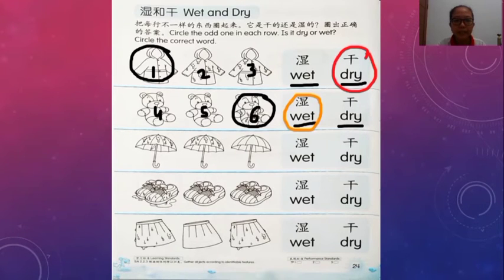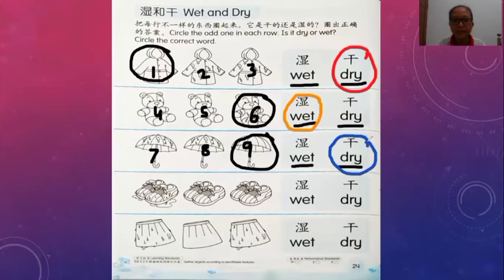Okay, and then next umbrella, number 7, number 8, and number 9 umbrella. So which is the odd one? Yang mana yang berbeda? Number 9, right? Number 9 umbrella. After that, look at that umbrella wet or dry? Dry, right? Kering. So we will circle dry, right?